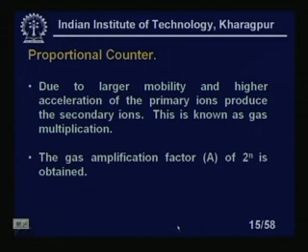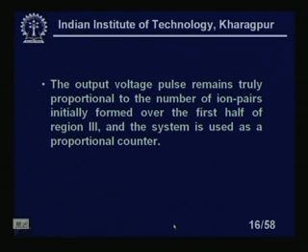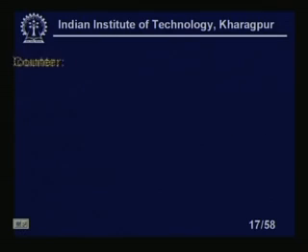This is known as gas multiplication. The gas amplification factor A of 2 to the power n is obtained, where n is the number of mean free paths away from the central wire anode. The output voltage pulse remains truly proportional to the number of ion pairs initially formed over the first half of region 3, and the system is used as a proportional counter. Clear?